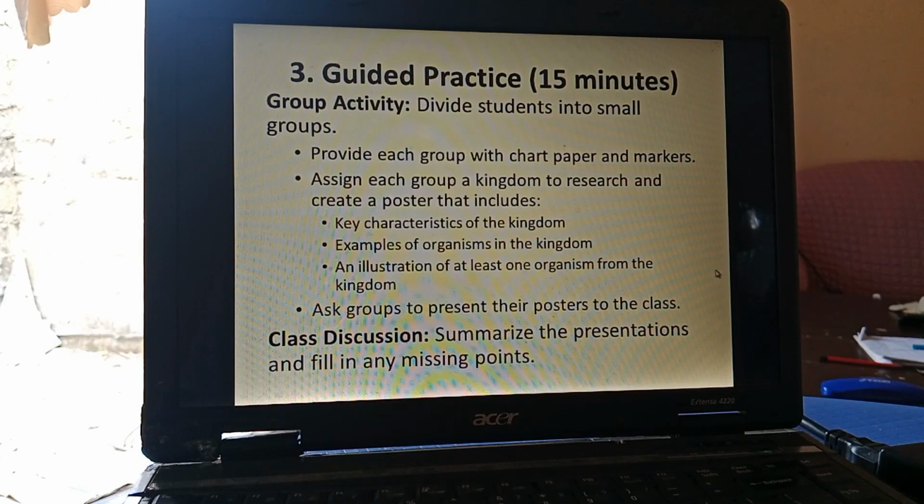Guided practice will take 15 minutes, where you have a group activity. Divide the students into small groups. Provide each group with chart papers and markers. Assign each group a kingdom to research and create a poster that includes key characteristics of the kingdom, examples of organisms in the kingdom, and an illustration of at least one organism from the kingdom. Ask groups to present their posters to the class. Class discussion: summarize the presentations and fill in any missing points.